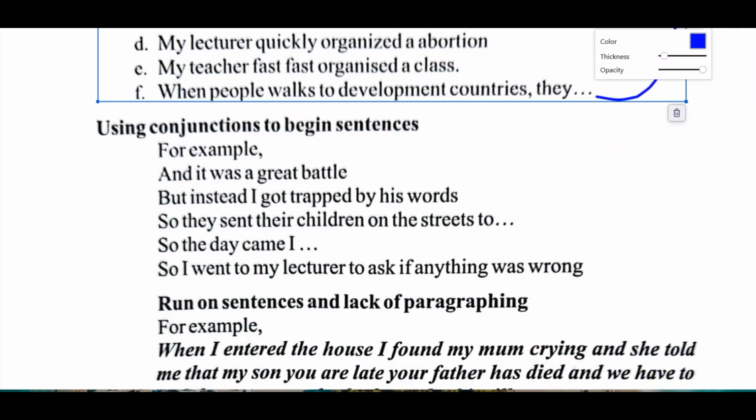We move on to using conjunctions to begin sentences. For example, "And it was a great battle, but instead I got trapped by his words." So conjunctions are words that we use to connect two sentences or two phrases.